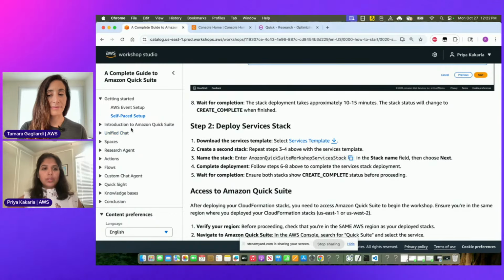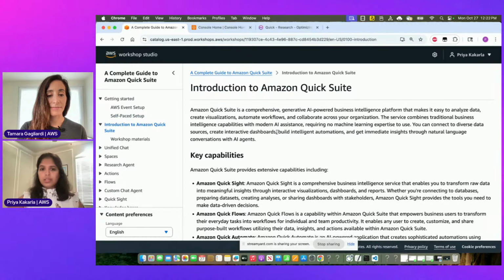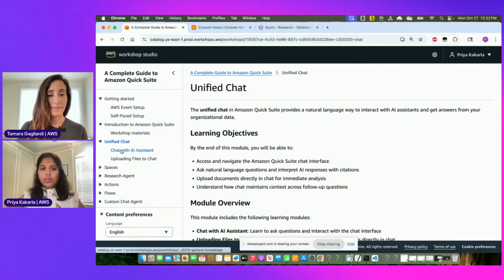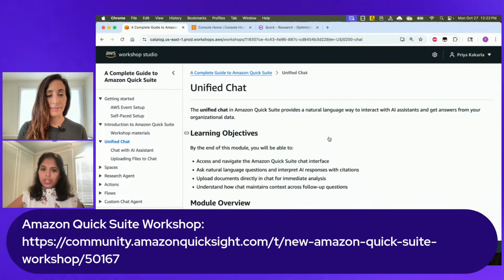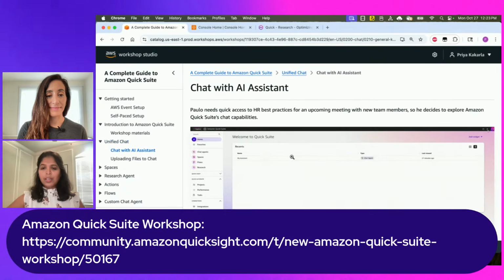But right now you can start with what is Amazon Quick Suite, what are the key capabilities of it, and then what is a unified chat, the default chat agent that we have seen. And again, this workshop also uses the same data set that we have discussed in today's session, the HR data set, and Paulo as the persona. So it's something that you can relate to, or something you can easily understand.